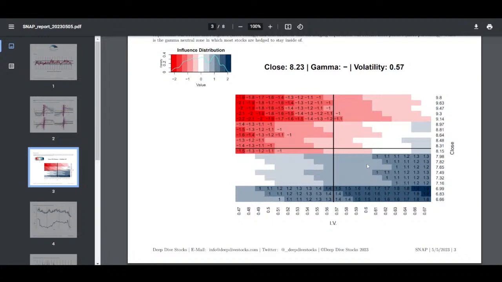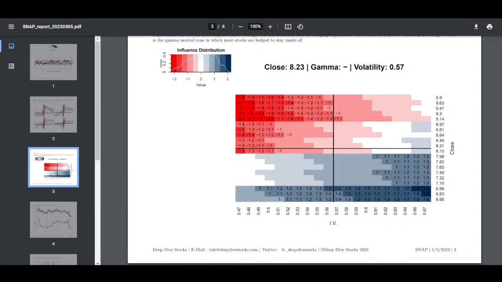More than likely, the blue purchasing support will support price and push it right back up. So price will fall here. Dealers, to hedge their option positions, will be forced to buy shares, which will push price back up. However, if price rises, and on the bottom, the x-axis is IV, the y-axis is price.